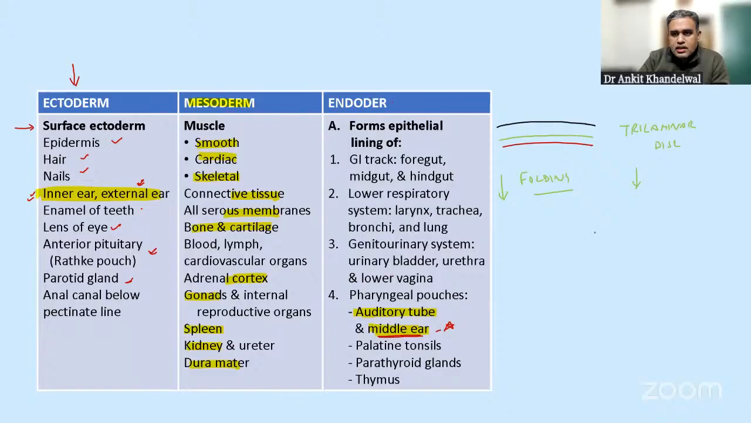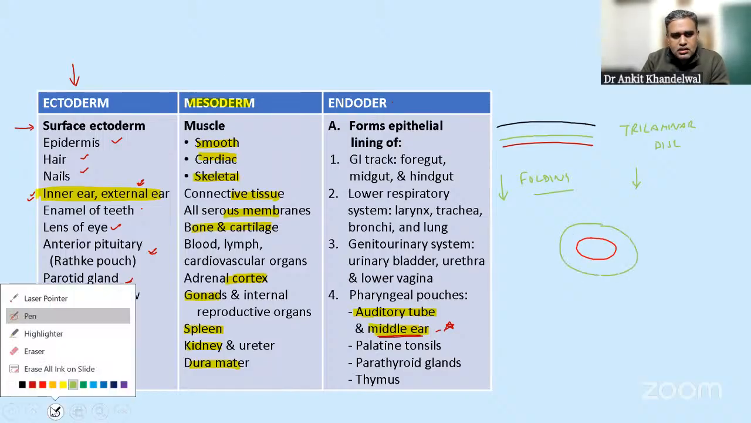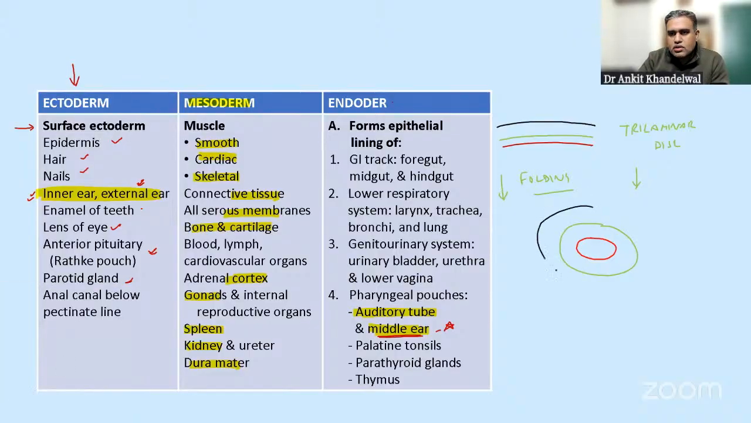With this folding, the inner layer is the endoderm, a concentric layer. Outside this endoderm, we have the mesoderm. Are you with me? And then the outermost is going to be the ectoderm. This is how, just to give you an idea, the body starts to shape itself. So the entire skin, hair, and nails are present on the outside, ectoderm. In between, bones, cartilage, muscles, and all are mesoderm. And in the center, we have the endoderm.